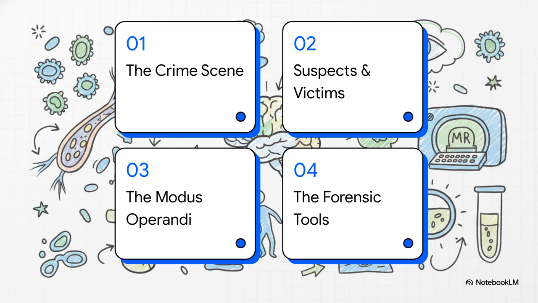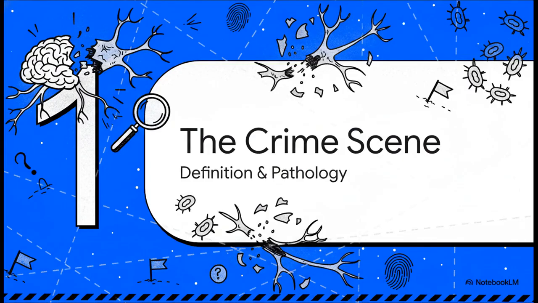Here is our syllabus for today's analysis. We'll start with Part 1, the crime scene. Then Part 2, the suspects and victims. Part 3, the modus operandi. And finally, Part 4, the forensic tools. Starting off with Part 1, the crime scene. Let's look at the definition and pathophysiology.